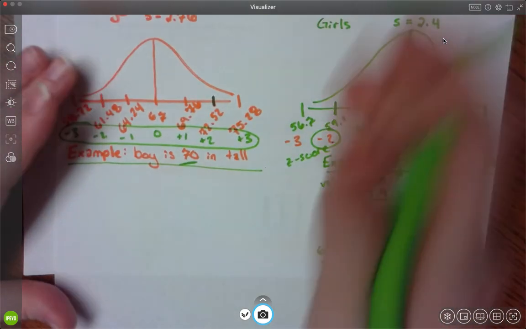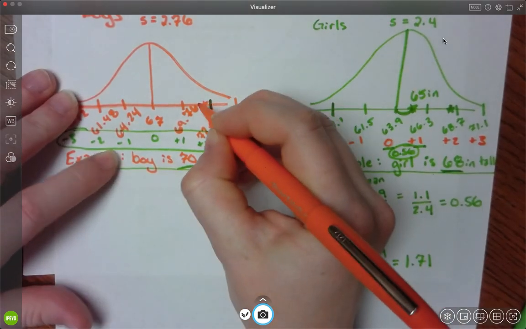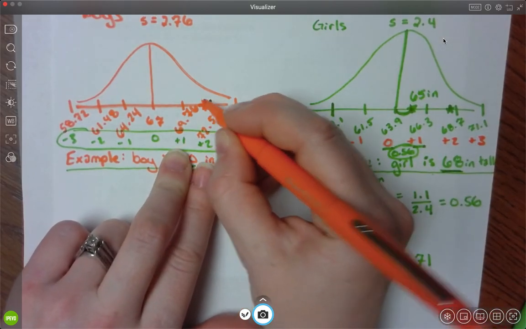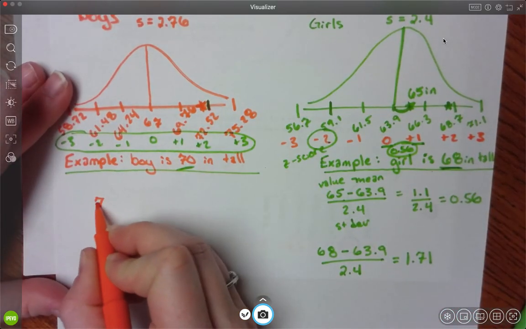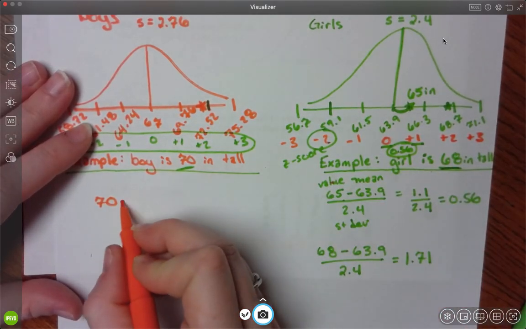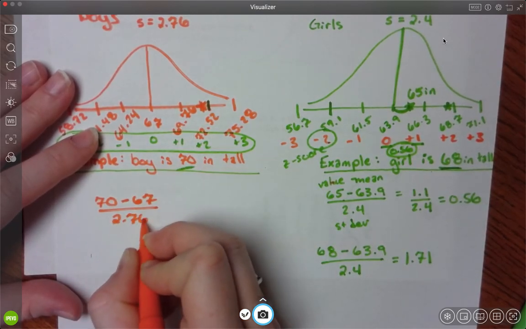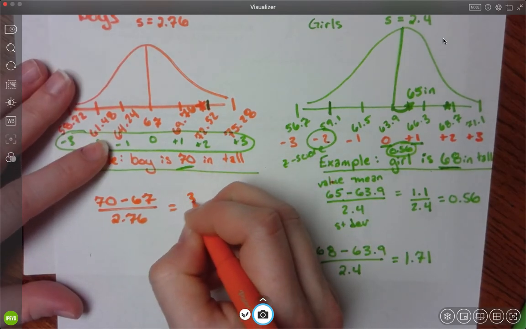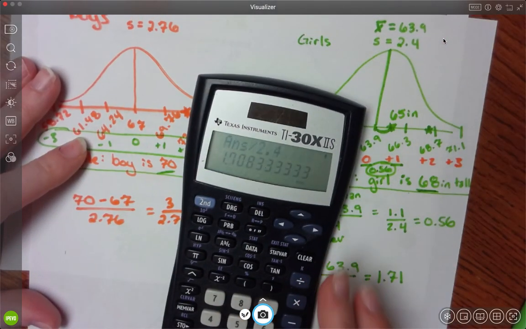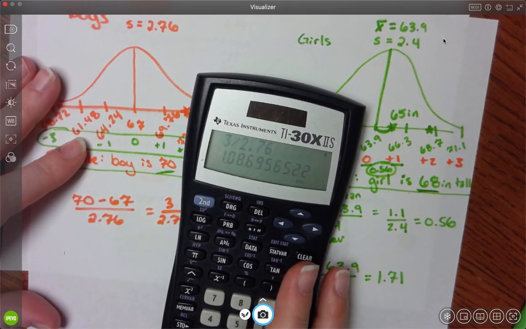Let's see about boys. 70 inches for boys is also between 1 and 2. Let's figure out which one is more extreme. So 70 inches is right here, between 1 and 2. I do the value, which is 70, minus the mean, divided by the standard deviation. 70 minus 67, divided by 2.76. 70 minus 67 is 3. I'm going to do some of this in my head. So I just need to take 3 and divide by 2.76. 3 divided by 2.76 is 1.09.